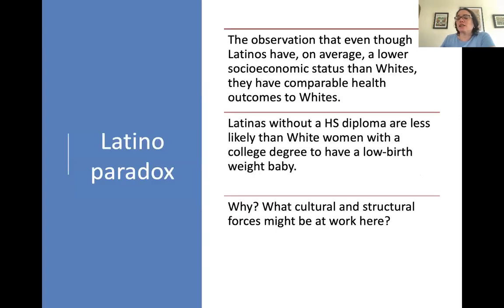Now, one of the interesting differences that we saw discussed in the reading is what is called the Latino paradox. The observation that even though Latinos have on average a lower socioeconomic status than whites, they have comparable health outcomes to whites. Latinas without a high school diploma are less likely than white women with a college degree to have a low birth weight baby. How do we explain this? What cultural and structural forces might be at work here?